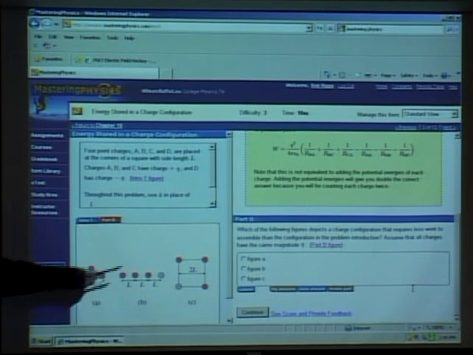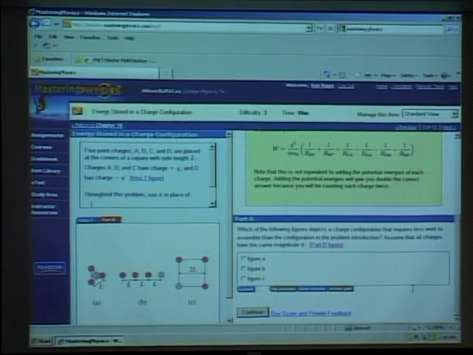In this one, which one of the following figures depicts a charge configuration that requires less work to assemble than the configuration of the problem introduction? The problem introduction required how much work? Zero. It required zero work. So which one of these do you think?